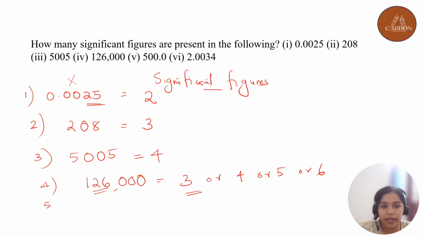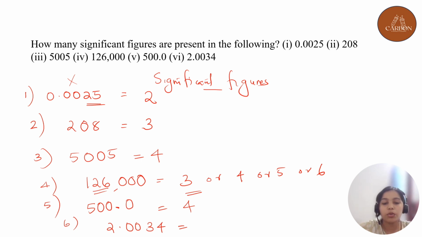Then it comes to the next, 500.0. Here it's 4, with a decimal point, right? Then the sixth one, 2.0034. What's the story here? It's a captive zero with a decimal point. So 2.0034: 1, 2, 3, 4, 5. Here the number of significant figures is 5.